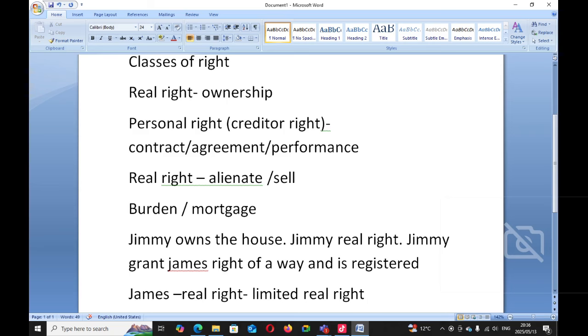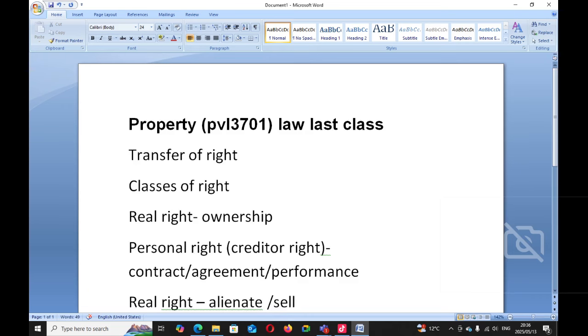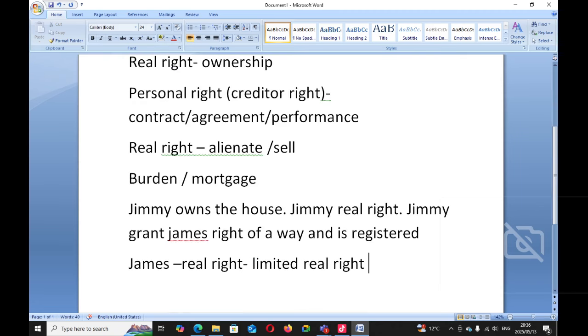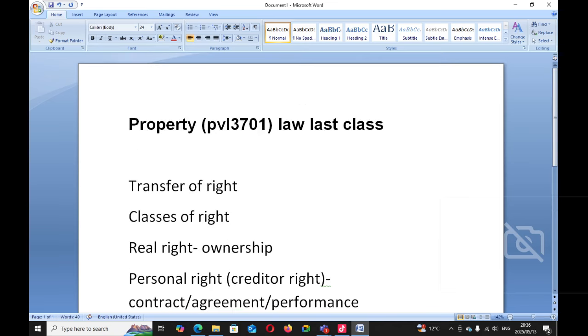Now, I believe you are understanding this part of property. We are moving on. In property law, before you learn about the classes of rights, we learn about something we call the legal subject and the legal object. We learn this from the introduction to law. In property law, you will be asked to identify the legal subject, the legal object, and whether that legal object is registerable or not.